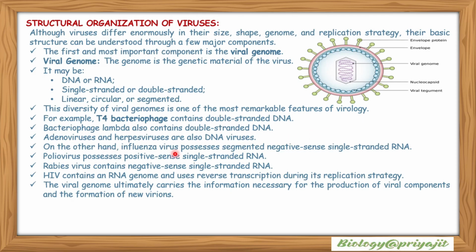On the other hand, influenza virus possesses segmented negative sense single-stranded RNA. Poliovirus possesses positive sense single-stranded RNA. Rabies virus contains negative sense single-stranded RNA. HIV contains an RNA genome and uses reverse transcription during its replication strategy. The viral genome ultimately carries the information necessary for the production of viral components and the formation of new virions.